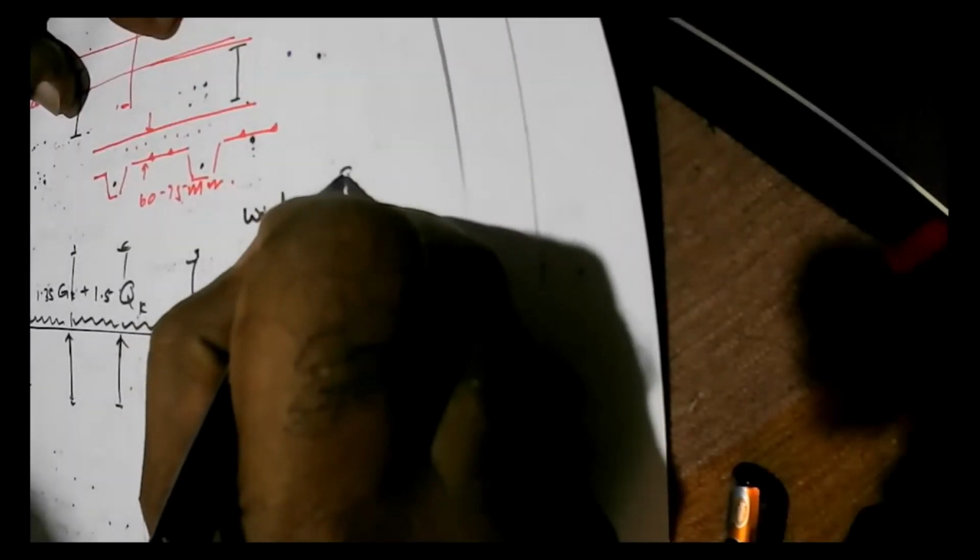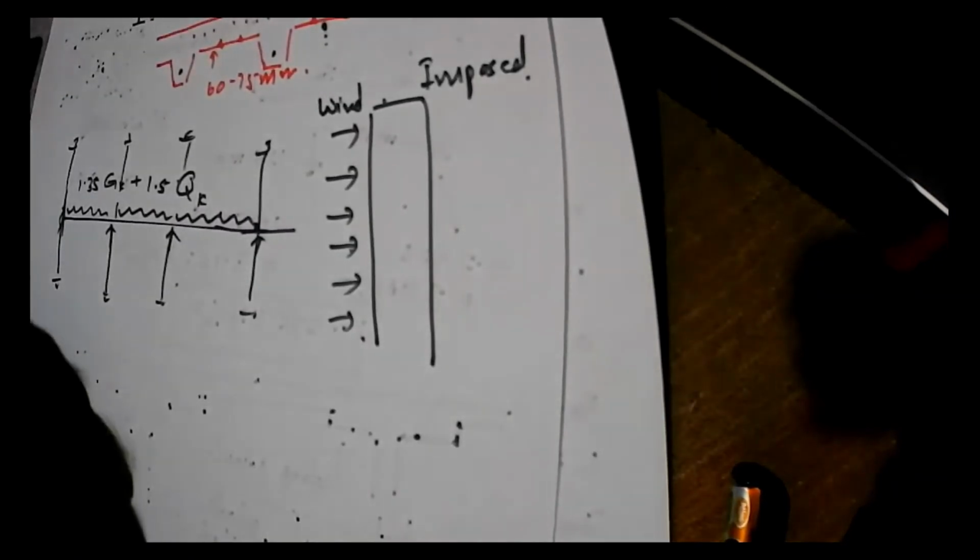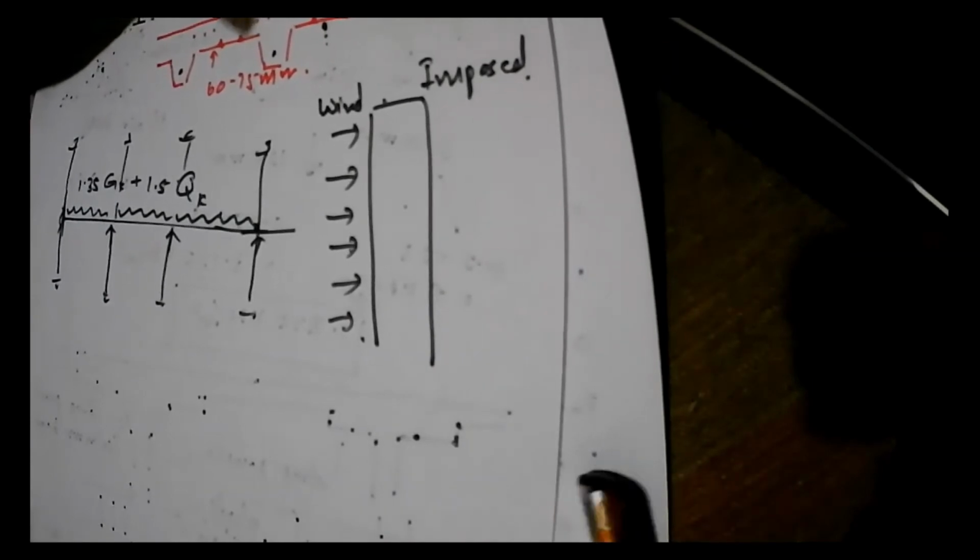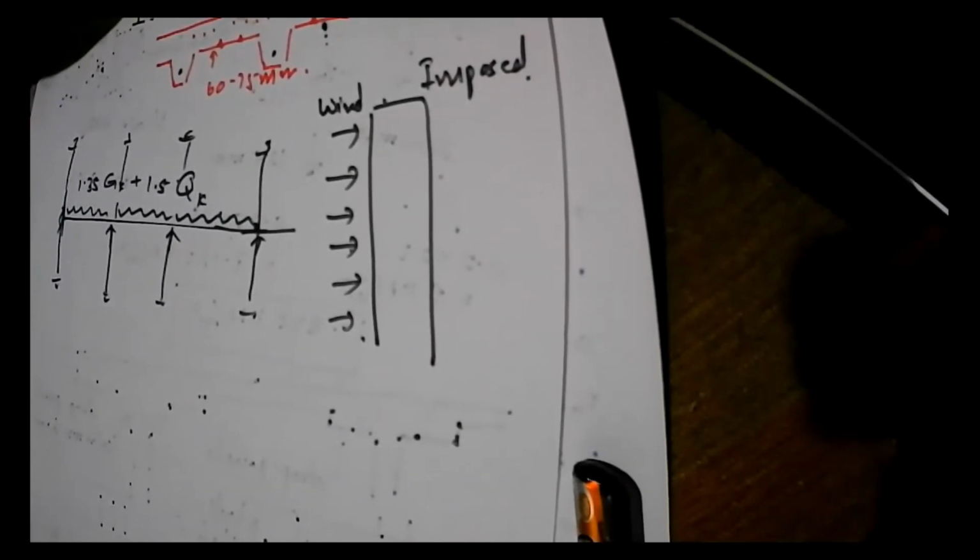But in a tall building, the situation is a little different because we have heavy wind loads also acting. So you have to consider the combination of wind and imposed. So we have to think of how to combine them. And that's what you can see in this table.